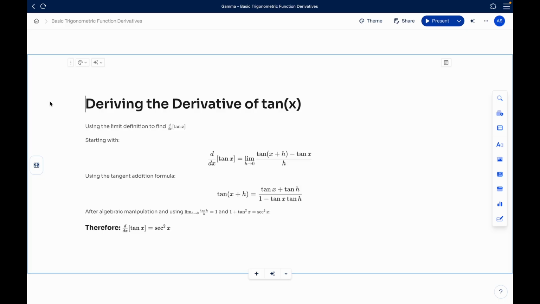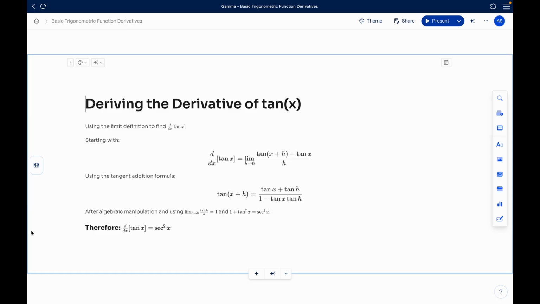So, using the limit definition, we get tangent of x plus h minus tangent of x. Then we use the tangent addition formula. Then the third limit comes in: the limit as h approaches 0 of tangent of h over h is equal to 1. And 1 plus tangent squared x is equal to secant squared x, which is known as a Pythagorean identity in trigonometry. Now, I told you you can do the algebraic manipulation yourself, following a similar framework to what I did above.